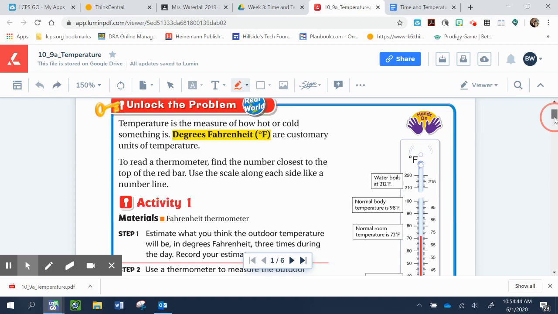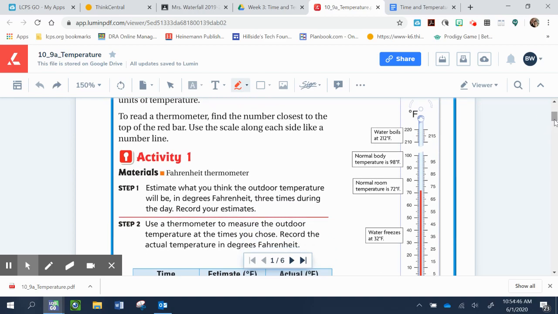So if we look to the right here, we can see water boils at 212 degrees Fahrenheit and water freezes at 32 degrees Fahrenheit. So if we think about that, we know that from probably around 40 and below, it's pretty cold. And then we know from about 70 and above, it's definitely hot, okay?